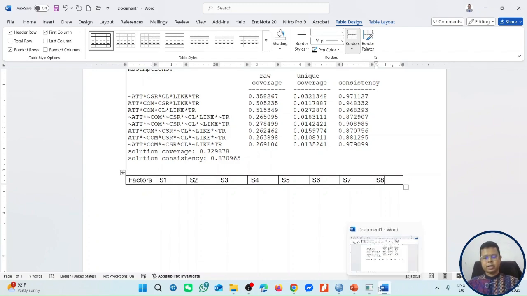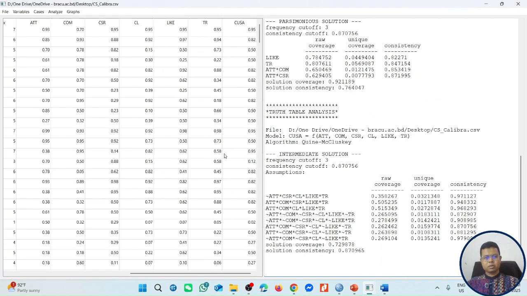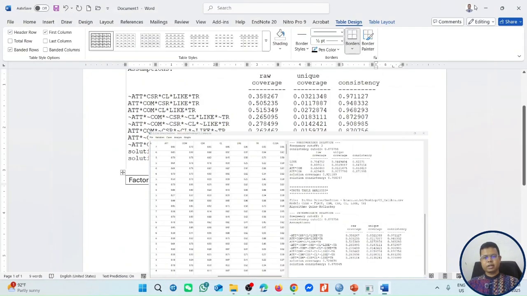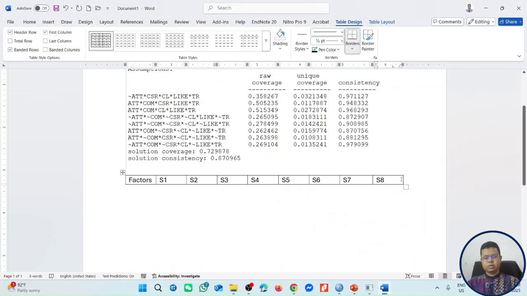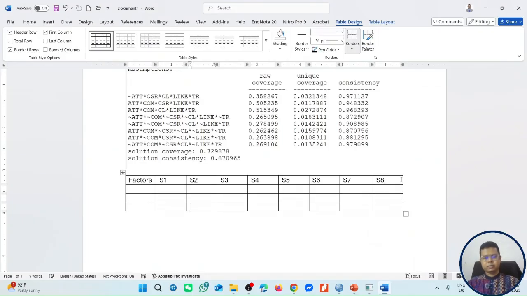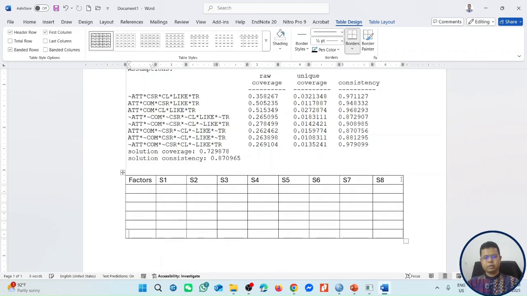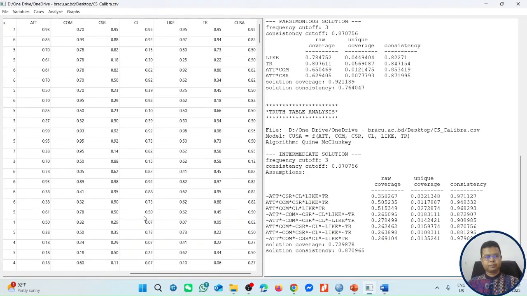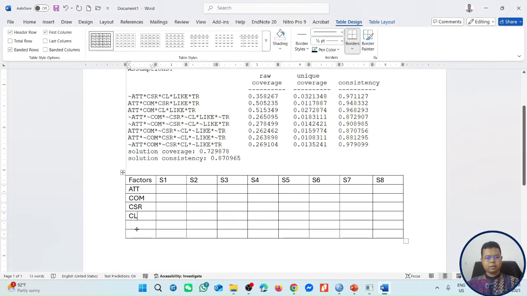So how many factors did we actually have? We had 1, 2, 3, 4, 5, 6, 7. But here we need 6 factors because one is the dependent variable. So 1, 2, 3, 4, 5, 6. The first one is ATT, second one is COM, then CSR, then CL, then LIKE, and finally TR, right?